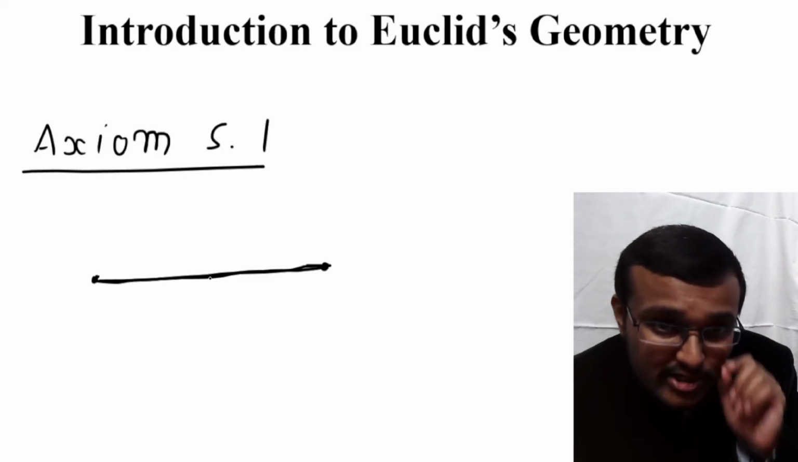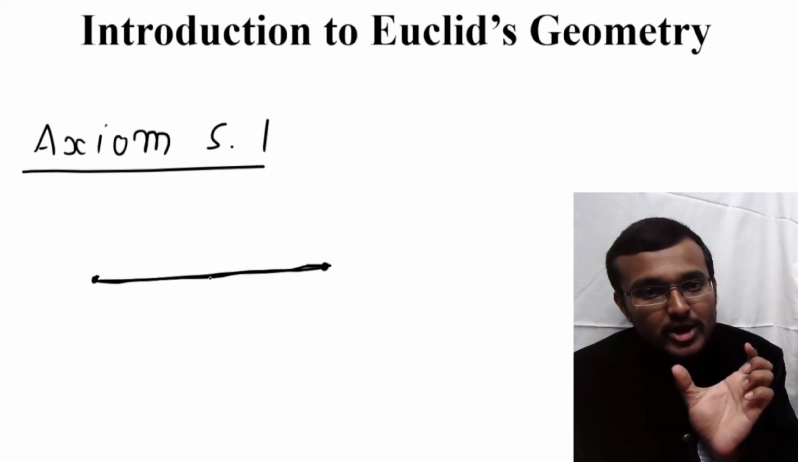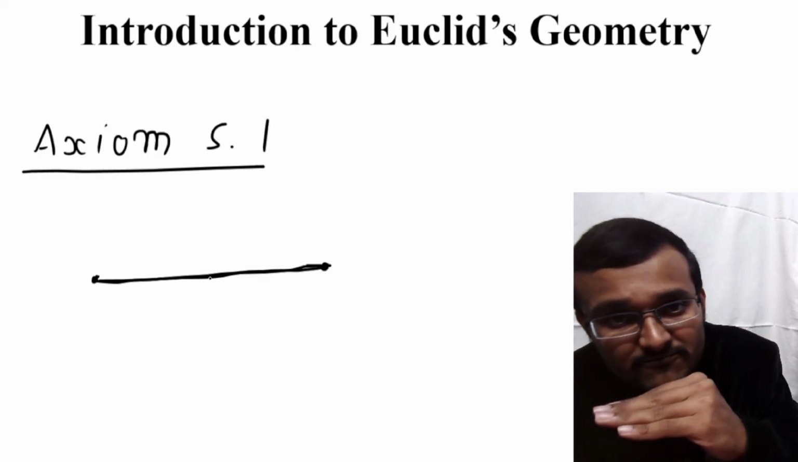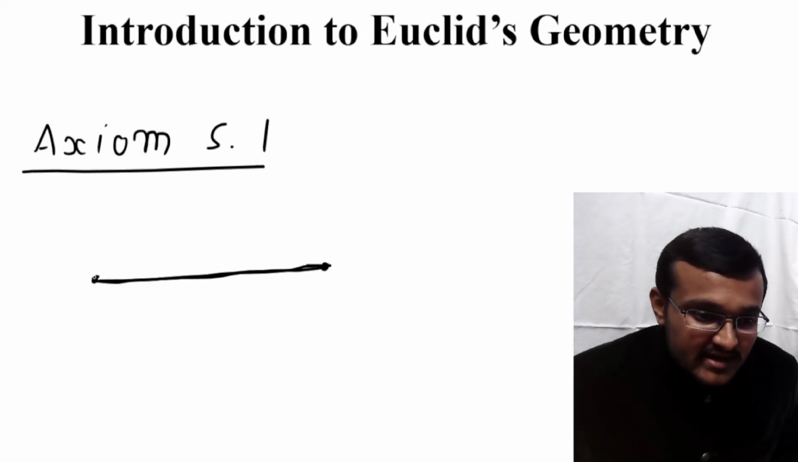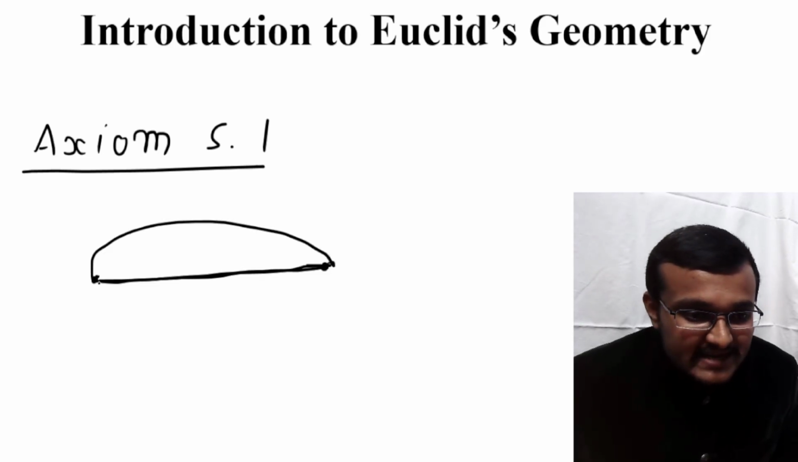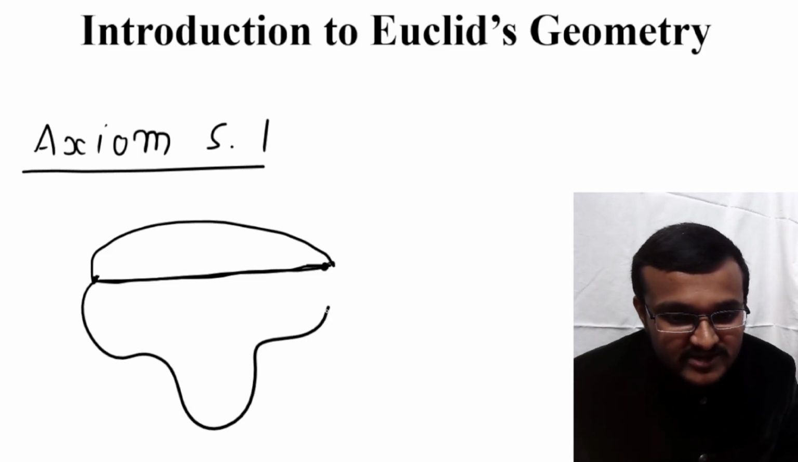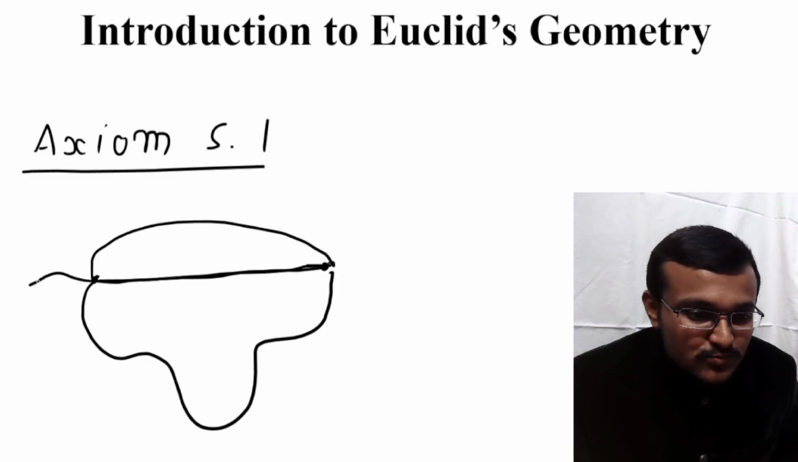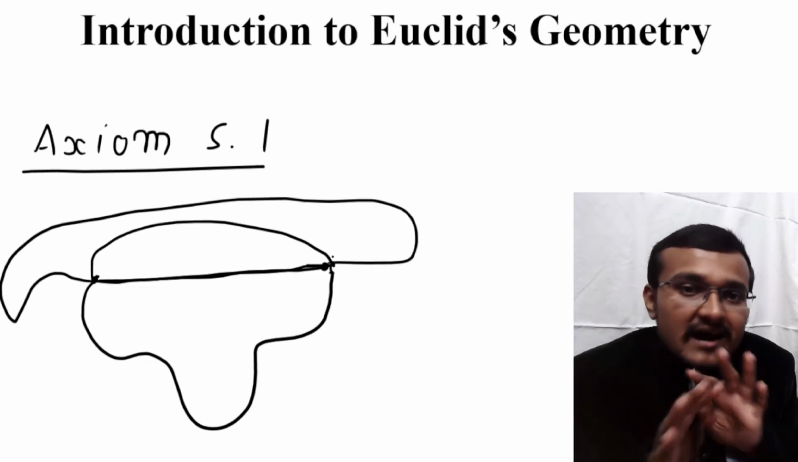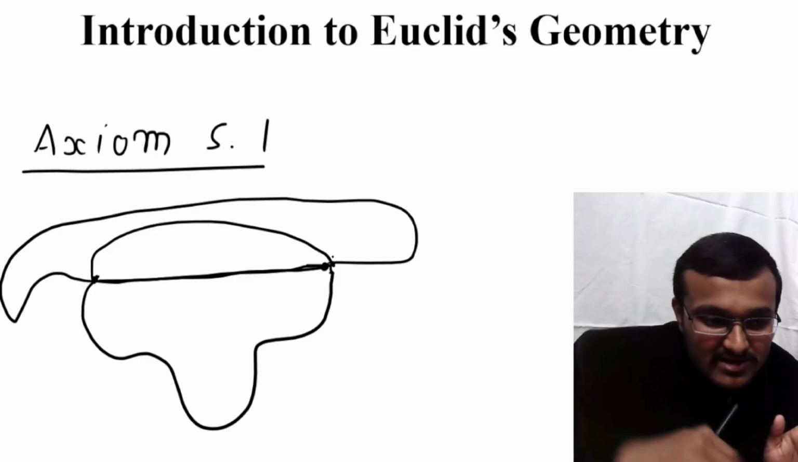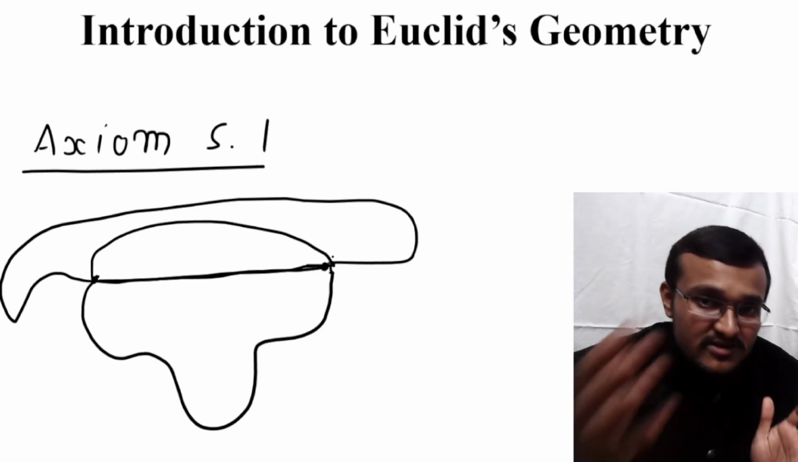If you want to draw a straight line between two points, then there exists only one unique line between those two points. Because now I can connect these two points this way also, or this way also, or like this way also. But all these ways are not straight lines. These are all curved lines.